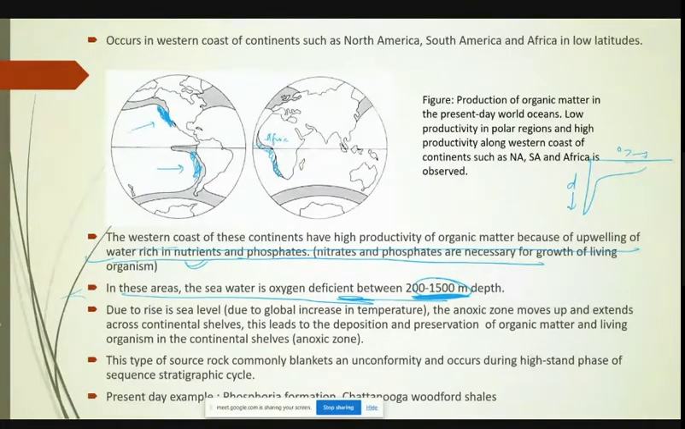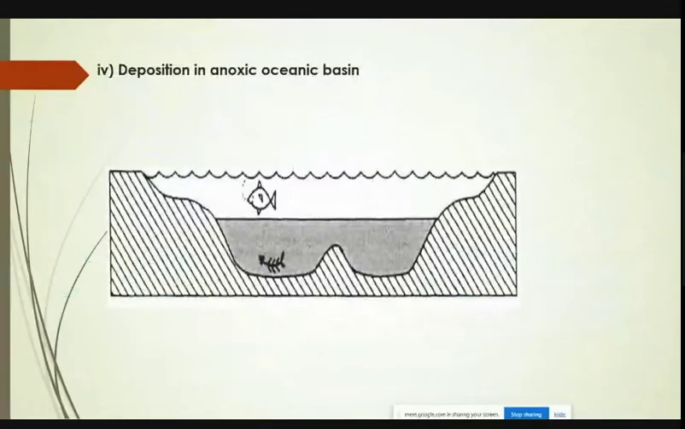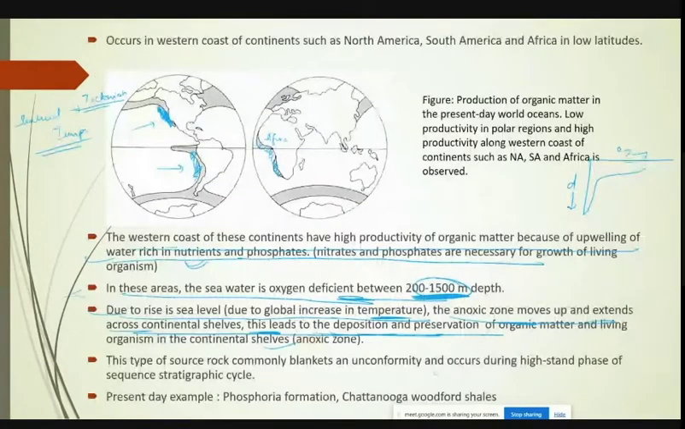Okay. Now what happens is, the fourth point is that due to rise in sea level, maybe due to global rise in temperature, or maybe due to tectonism, sea level can rise due to many reasons. So the anoxic zone moves up and extends across the continental shelf where the organic matter and the nutrients were present. Since now the anoxic zone has covered the organic matter and all, they will get preserved. Okay, and the present day example of that is the Phosphoria formation and the Chattanooga shale.